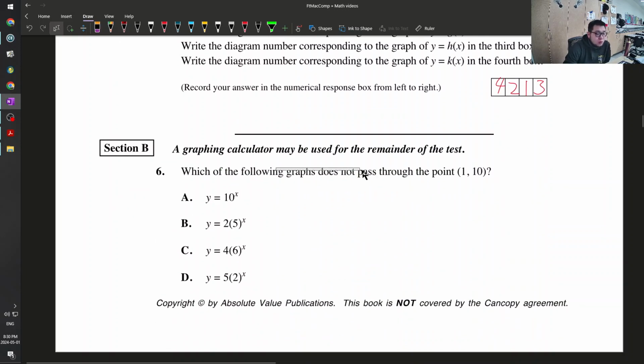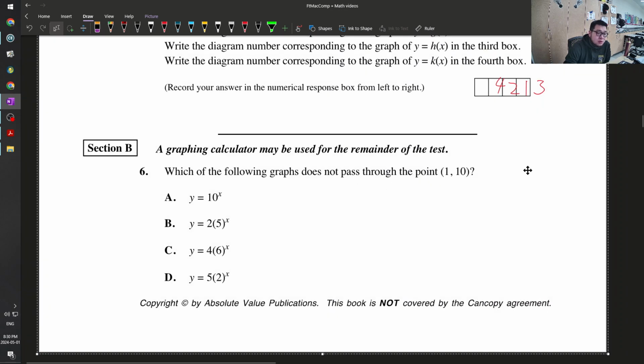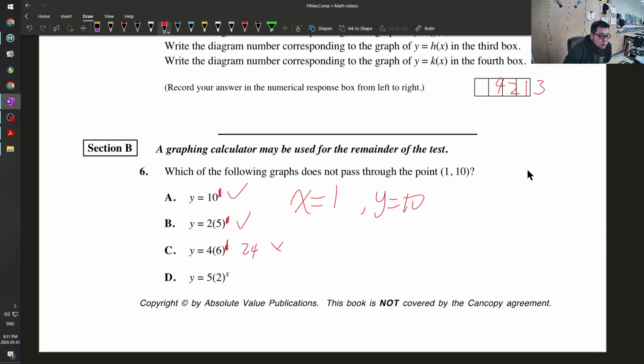Okay, which one of these graphs does not pass through the point (1, 10)? Okay, so that means when x is equal to 1, y is equal to 10. So 10 to the power of 1 is always equal to 10. 5 to the power of 1 is 5, times 2 is 10, so it checks out. 6 to the power of 1 is 6, times 4 is 24, it doesn't check out. 5 times 2 to the power of 1 is 5 times 2 is 10, it checks out. So the only one that doesn't check out is C, so 6 is C.